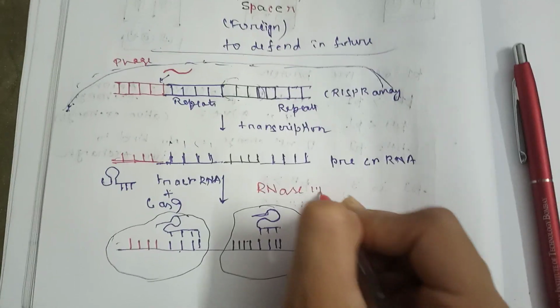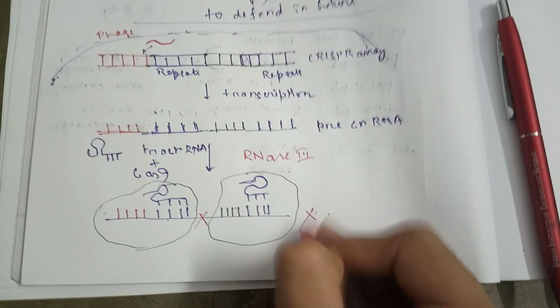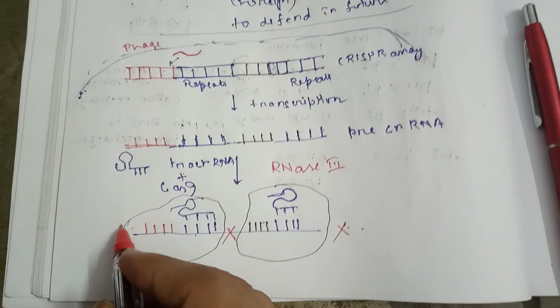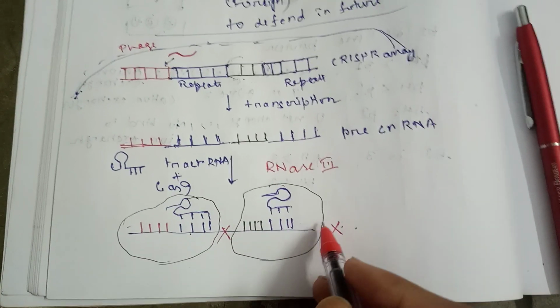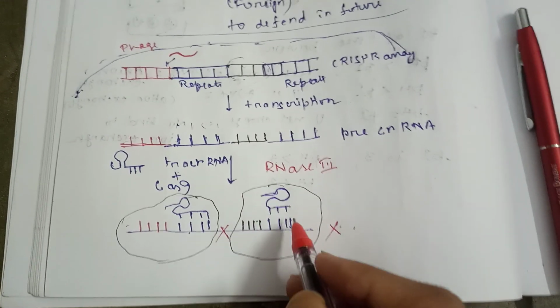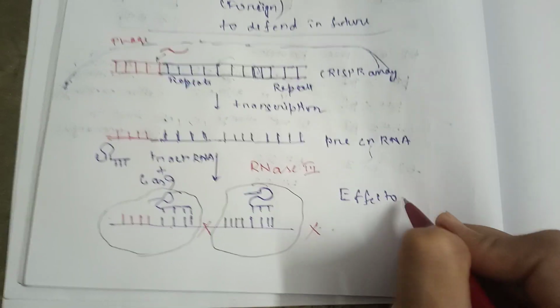So now with the help of RNase 3, this part will be chopped. Okay, so here you can see this will be an independent complex from the whole strand, right? And this will be some independent complex. So these independent complexes are called effector complex.